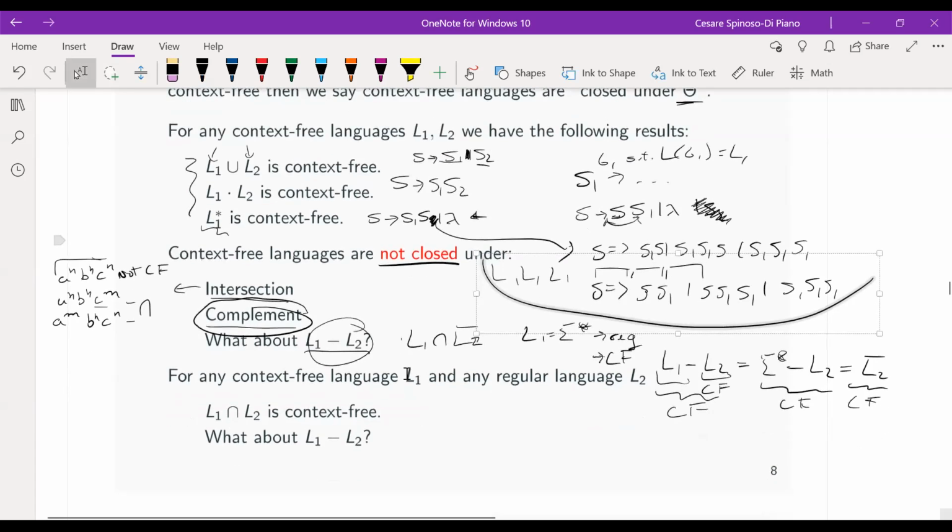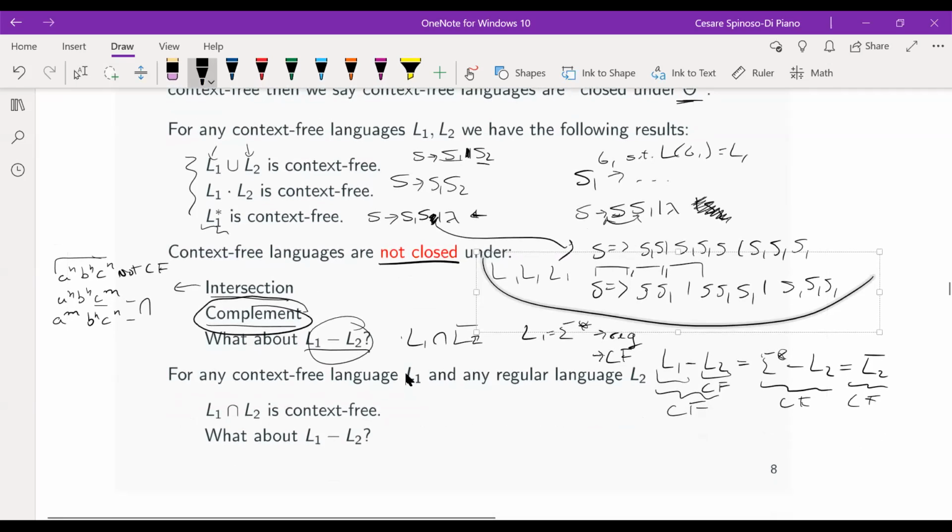Okay, there's another interesting closure property, for when you have a context-free language. L1 is context-free, and L2 is regular. This is useful when you try to prove that something is context-free. It turns out that the intersection of these two is going to be context-free. And the same thing is true for their difference.